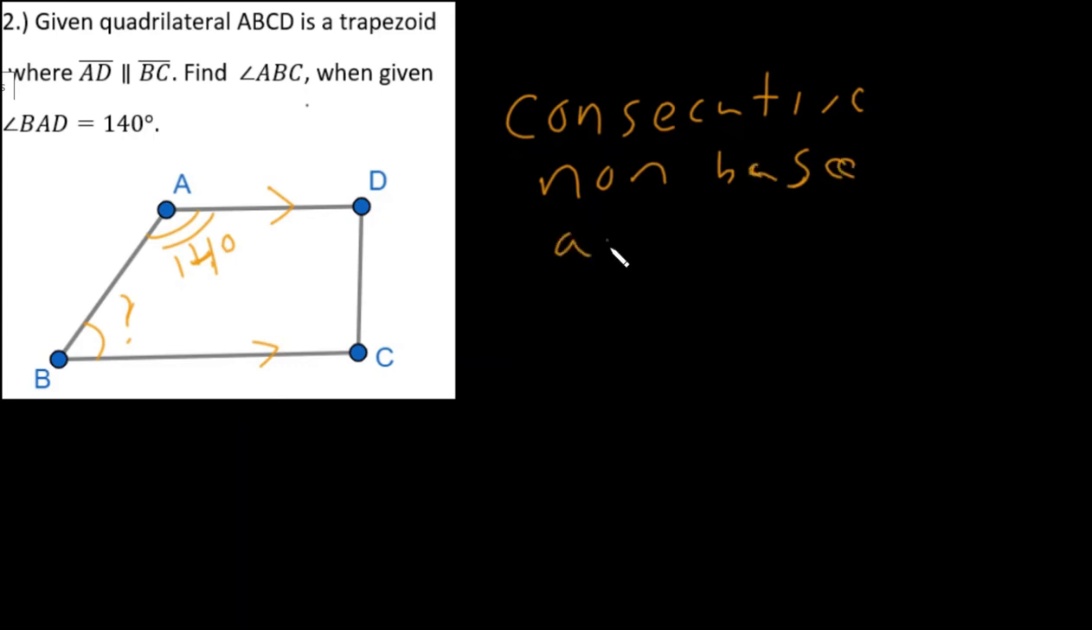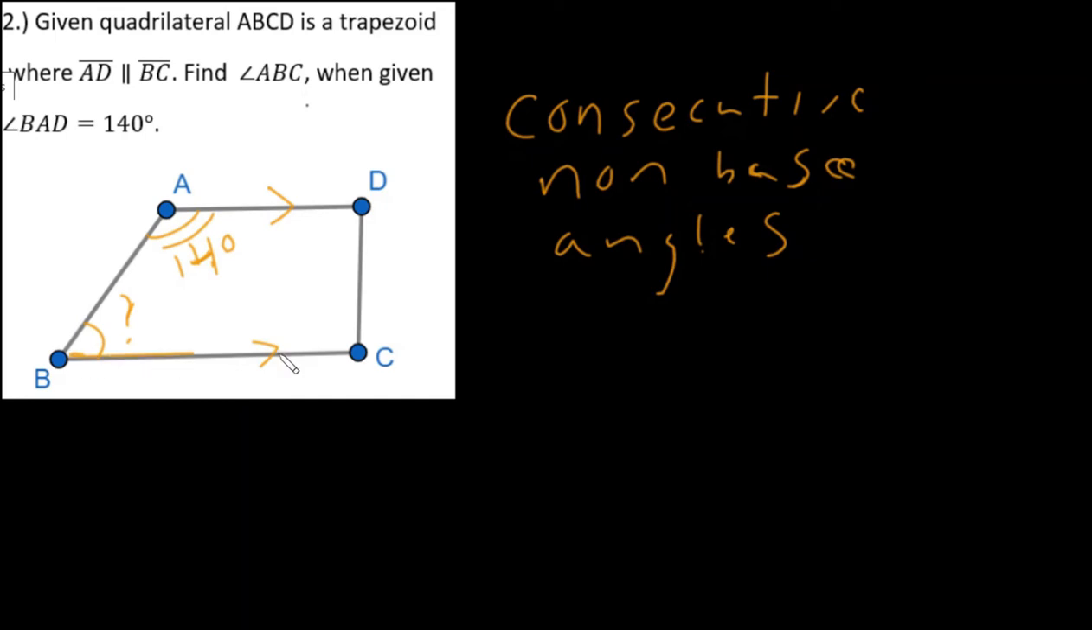So we have 140. Now, from there, we want to ask ourselves, how can we go to consecutive non-base angles? And in fact, I'd even like for you to write that down on your paper. Consecutive non-base angles. Okay, so we see here, what is a base angle?